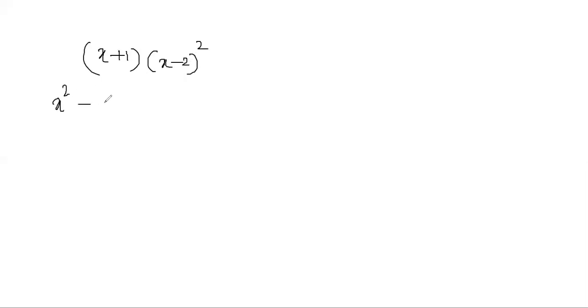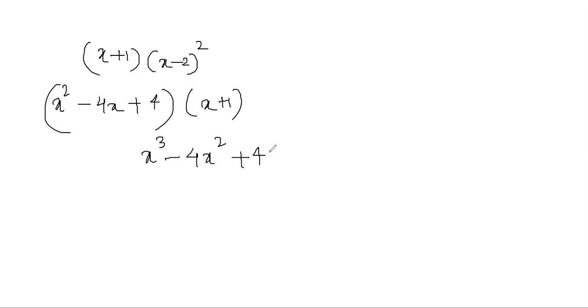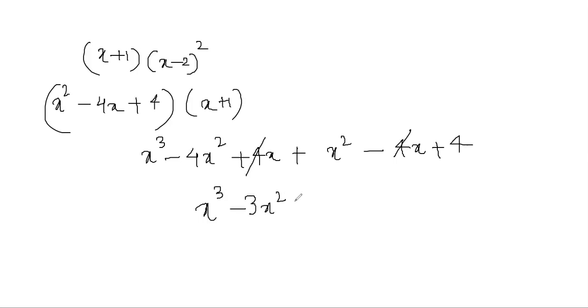So x square minus 4x plus 4. Then I have got x plus 1. So I multiply, then I get x cube minus 4x square plus 4x plus x square minus 4x plus 4. Okay, this gets cancelled. So x cube minus 3x square plus 4. Okay, so this is what I'm getting as my r of x.